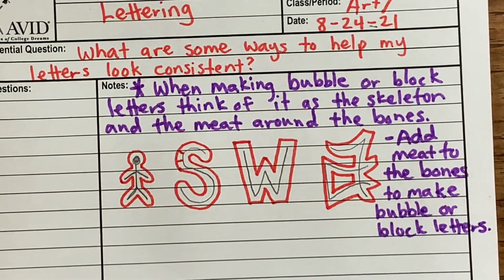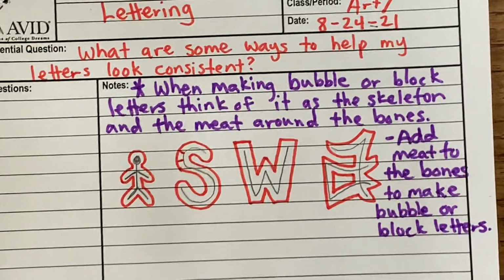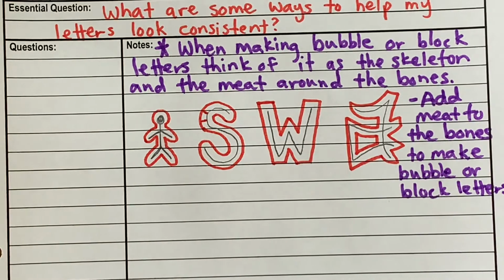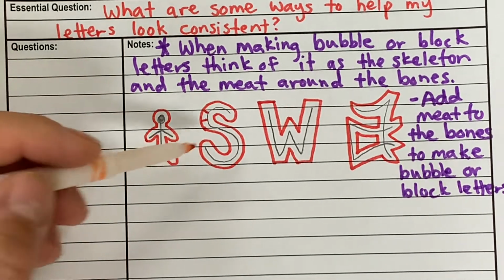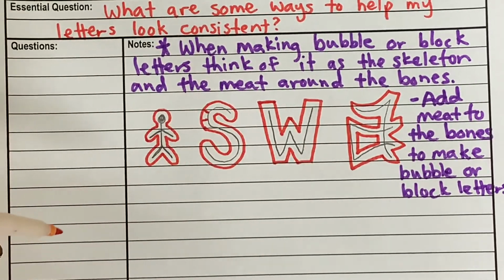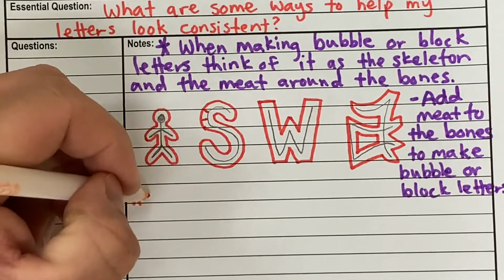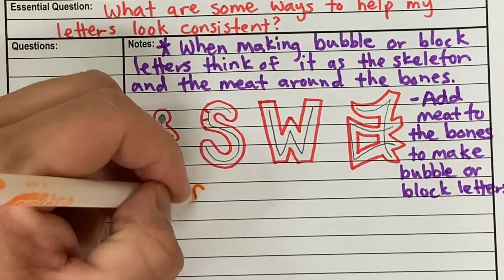So the next thing to help you is using guidelines. You know, we're talking about our essential question: what are some ways to help my letters look consistent? First, adding meat to the bones, using that stick as a guide. And the second thing I want to go over is to use guidelines.